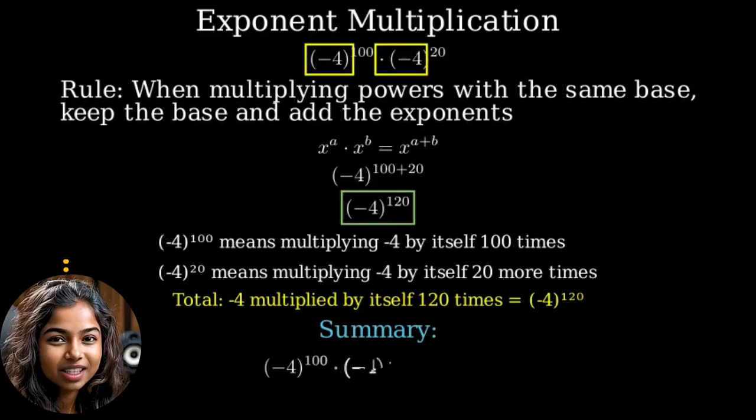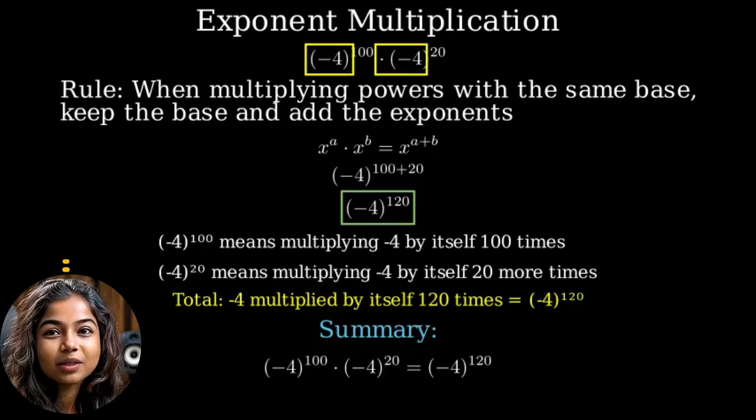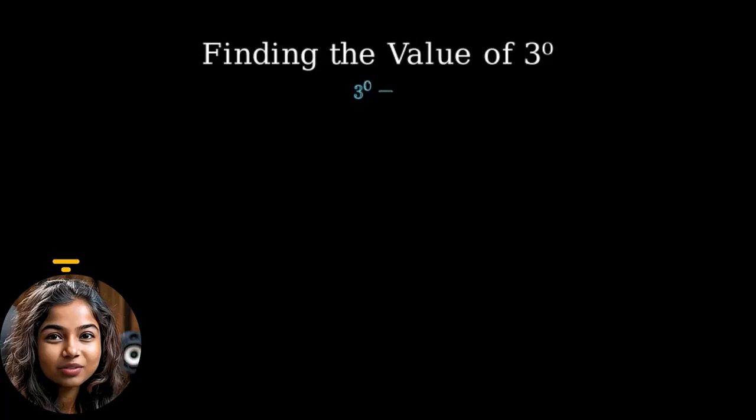In summary, when multiplying powers with the same base, we keep the base and add the exponents. This allowed us to simplify -4 to the 100th power times -4 to the 20th power to -4 to the 120th power. Let's solve this problem step by step. We need to find the value of 3 raised to the 0 power.